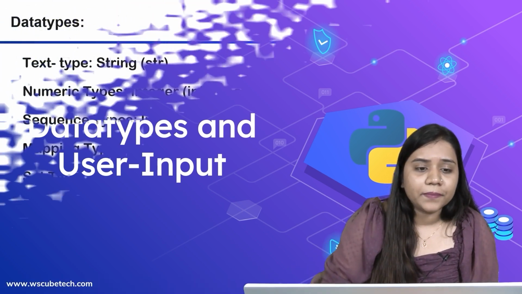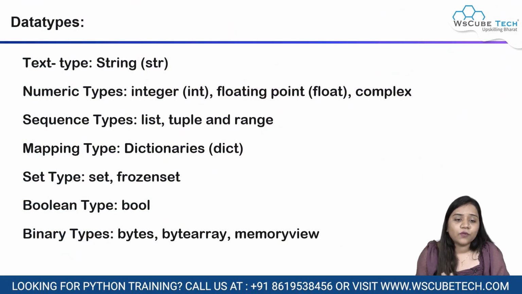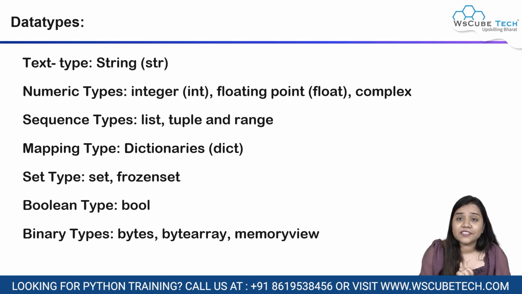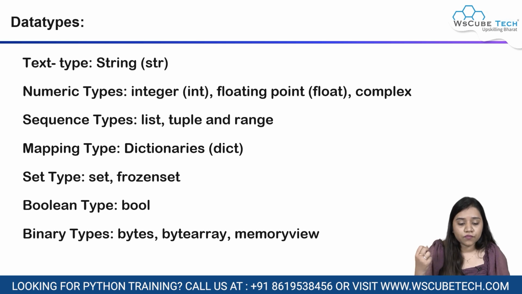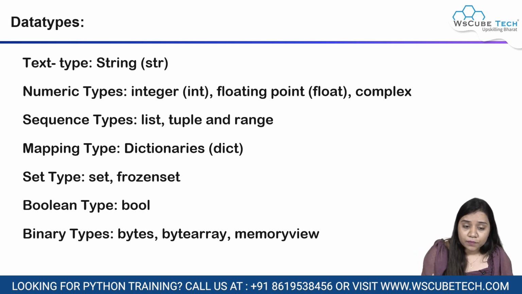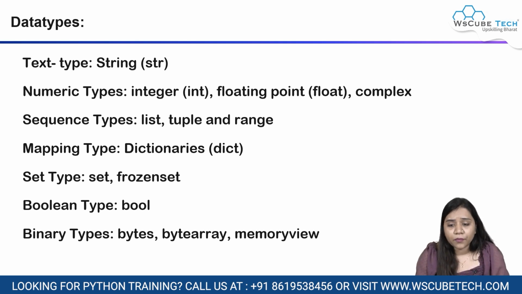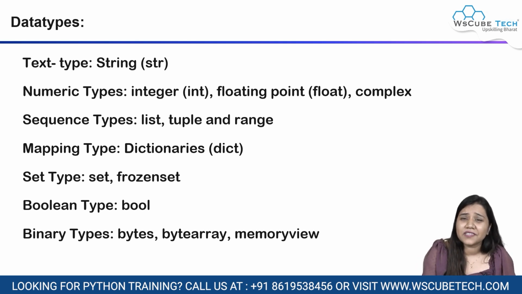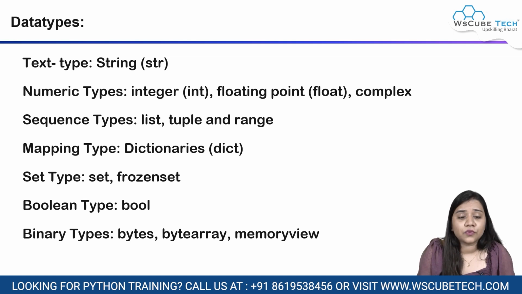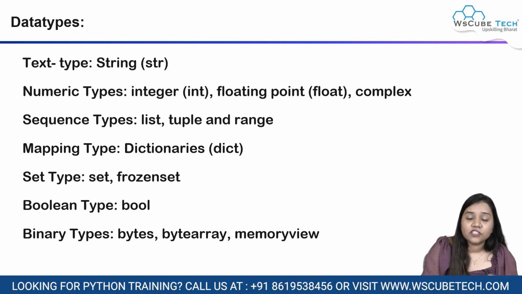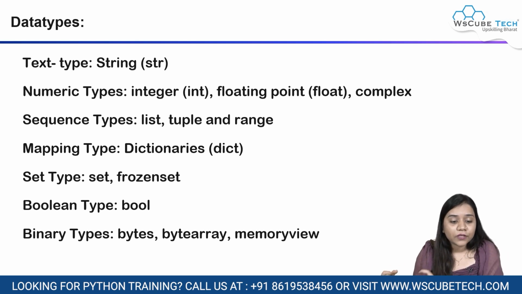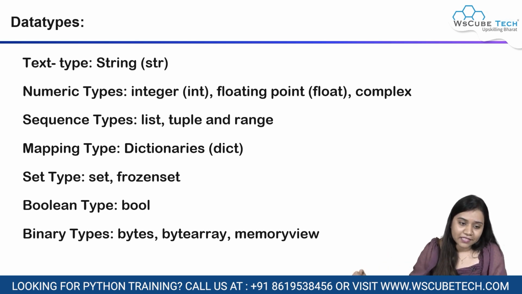Let's have a look at them. Python has a text data type, which is strings. Inside a string, you can write a combination of letters, numbers, and special symbols. In the numeric types, we have integers, floating point, complex. There might be some terms that are really new to you. So as of now, just understand that these are the types of data, and we will be covering all the topics in our upcoming sessions.